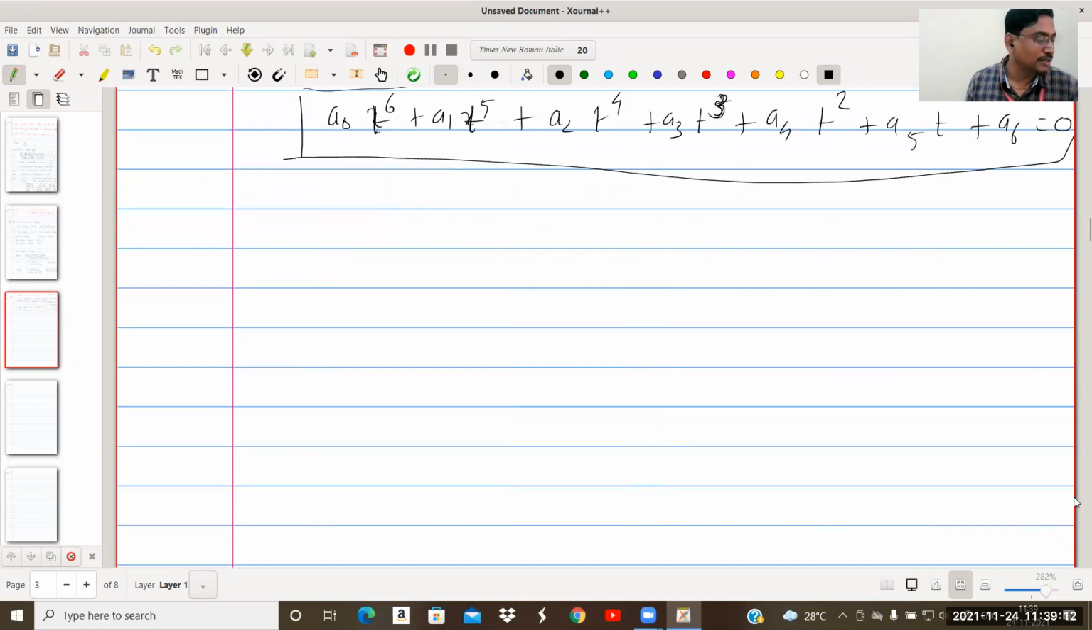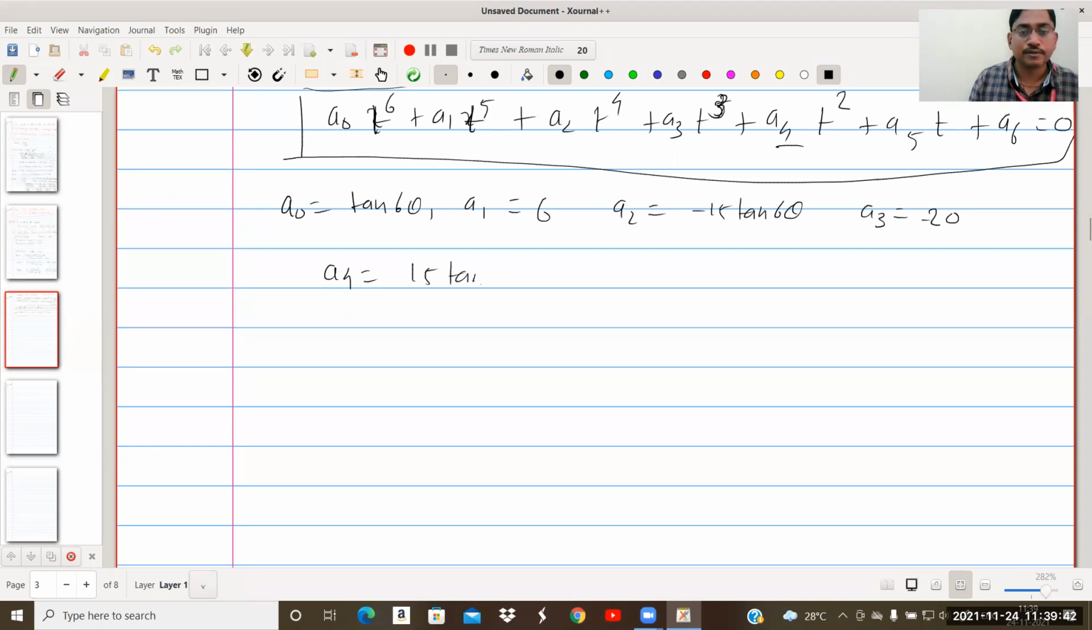So this a naught, what is a naught? It is tan 6 theta. What is a1? It is 6. What is a2? It is minus 15 tan of 6 theta. What is a3? It is minus 20. Who is a4? I am comparing with above. a4 is 15 tan 6 theta. a5 is 6 and a6 is minus tan 6 theta. So these are the coefficients.